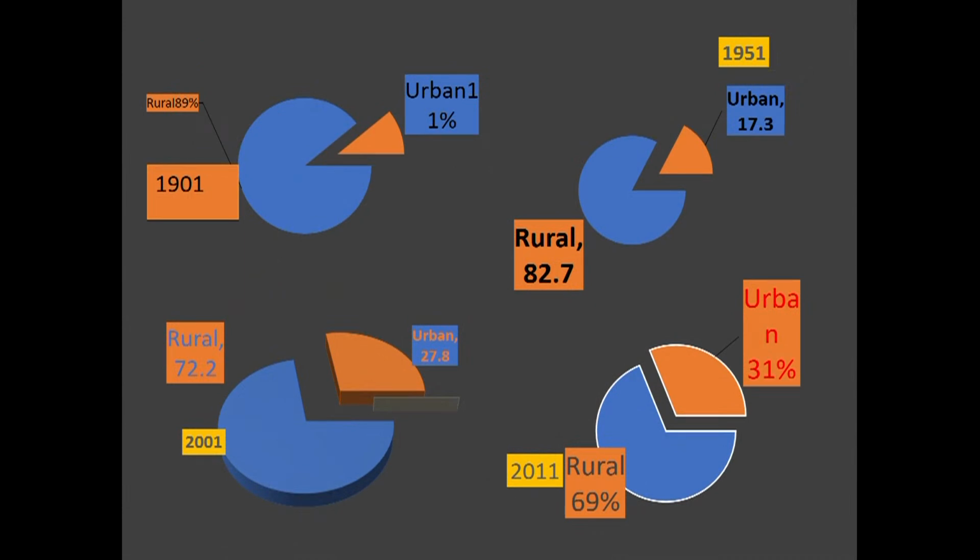You can see how the urban population is increasing year by year due to industrialization and also availability of basic amenities. While in 1901 it was only 11%, it has increased to 17.3 in 1951 and then 27.4 in 2001, and now it has increased to 31% in 2011 census. So you can see how the graph of urban population has increased year by year because of industrialization, urbanization and also availability of basic amenities in the cities.